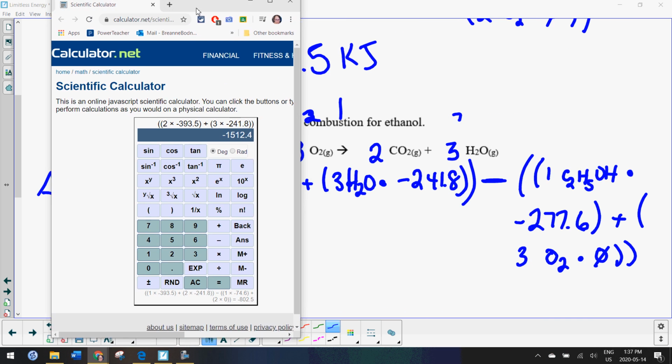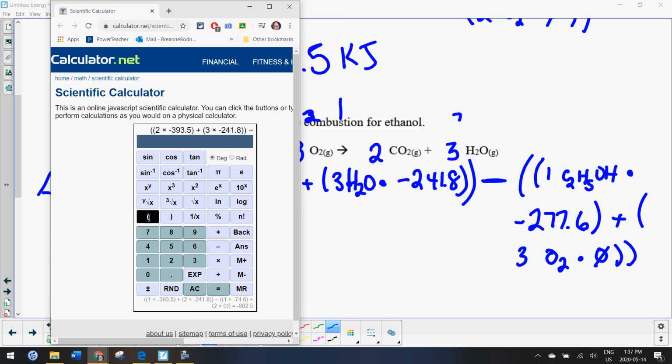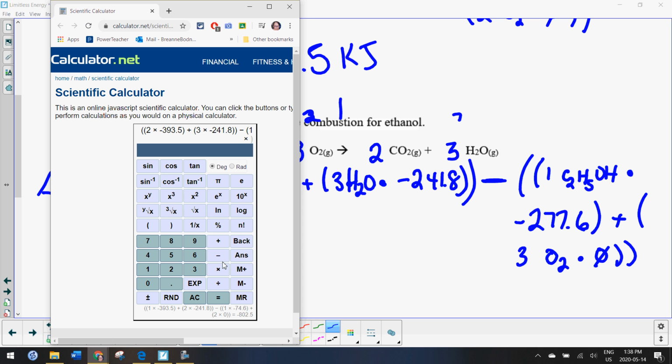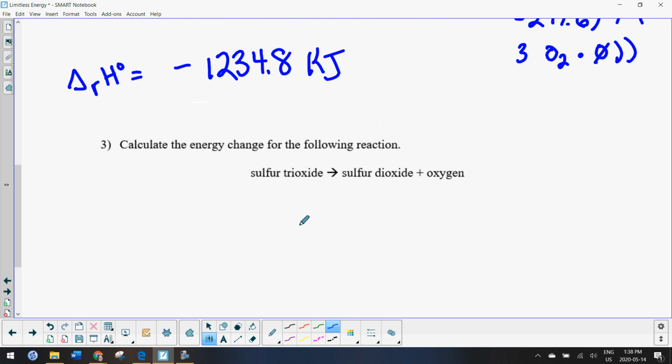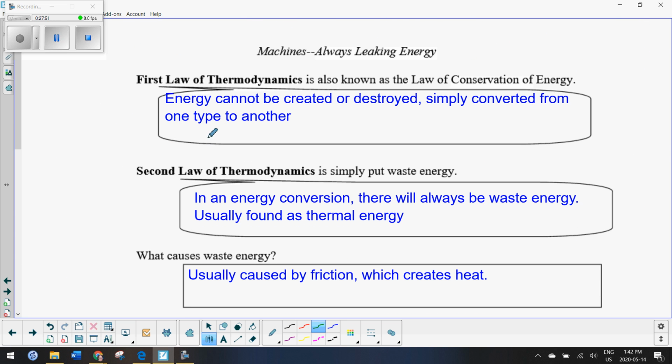Okay, gonna move over. Minus bracket. Now you can go bracket bracket if you want, but I know that this last part is 0, so I'm only going to do the front part. 1 times negative 277.6, close my bracket. So I get negative 1234. That would be so cool if that was 0.5, but it's not. So you get negative 1234.8 kilojoules.